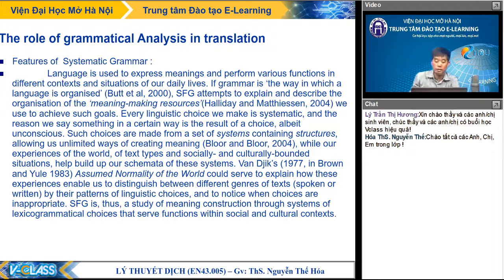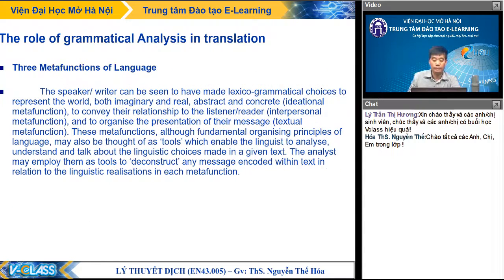Now we have a look at the features. Language is used to express meaning and to perform various functions in different contexts and situations in our daily life. Its grammar is the way in which language is organized. So, systemic grammar and also some research try to pay attention to the choices in the set of systems, and we have different patterns of linguistic choice. We have to notice whether the choices are appropriate or unsuitable when we do the translation. There are totally three metafunctions of the language. So now we will go into the detail of the concept.